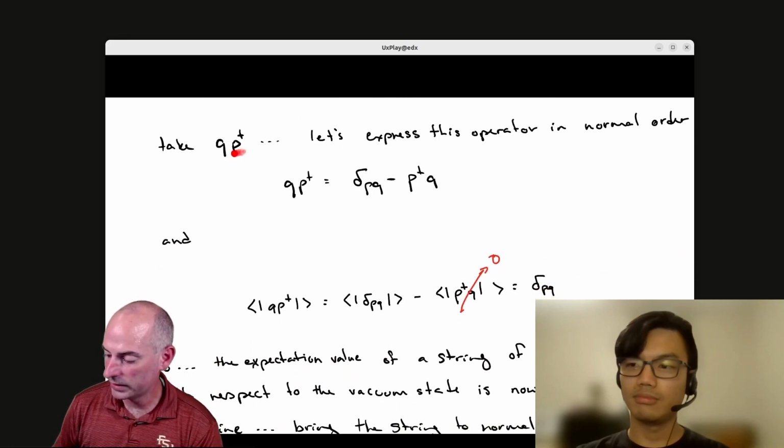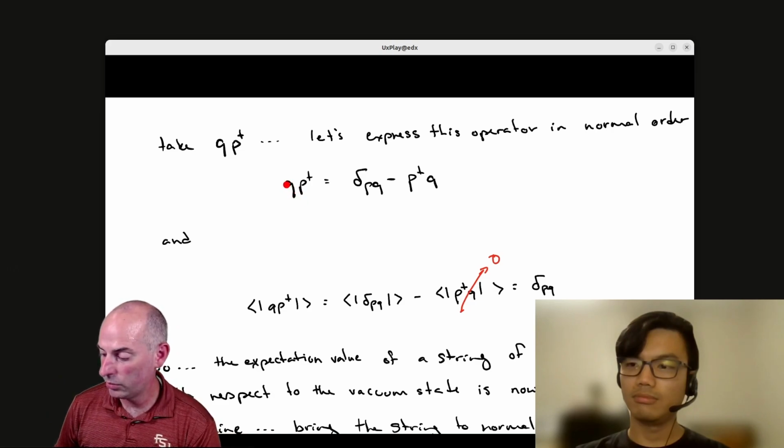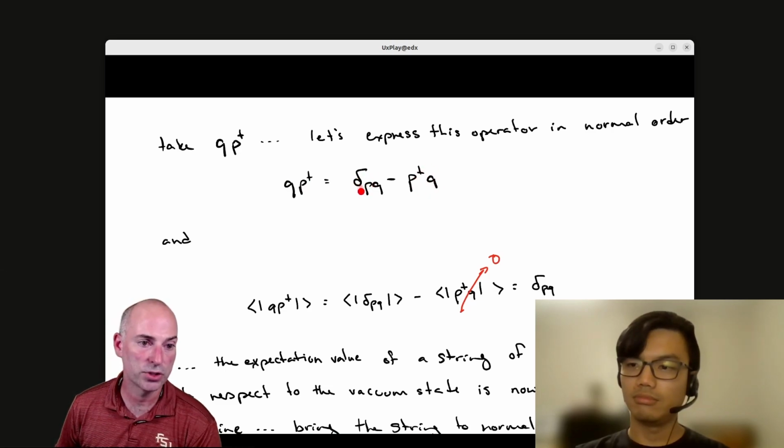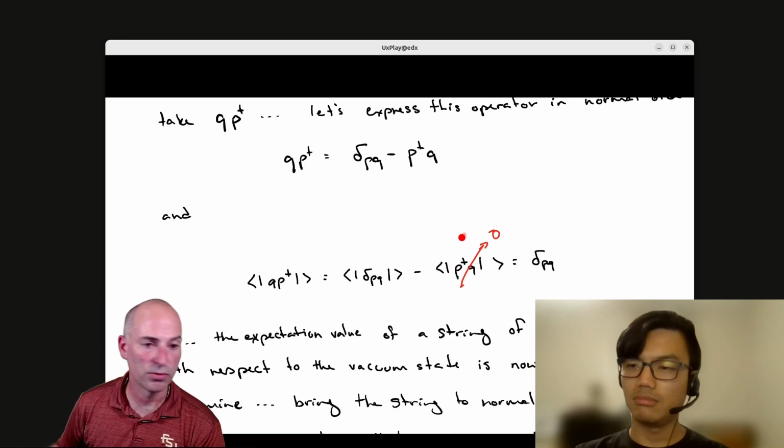So let's take this operator here that's not in normal order and express it in normal order using those commutator and anti-commutator relations I listed a few seconds ago. q p dagger is equal to this delta function minus p dagger q. This is now in normal order, and this is just a direct delta function. It's also in normal order because it involves no operators. If I take the expectation value of this thing, there's 2 terms: the expectation value of the delta function and the expectation value of this guy. And I just argued that this is 0 because it's a normal expectation value of a normal ordered operator with respect to the reference function.